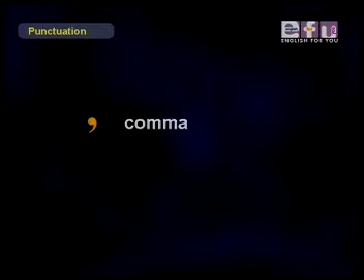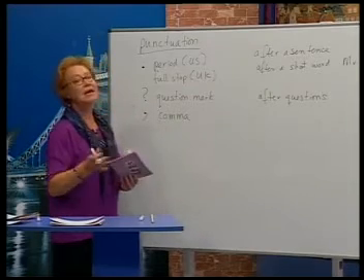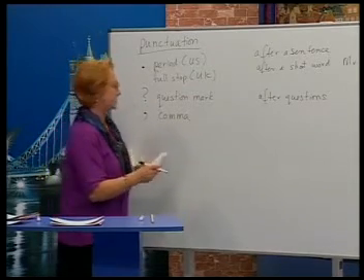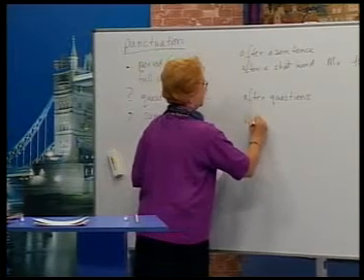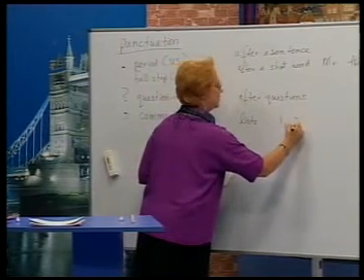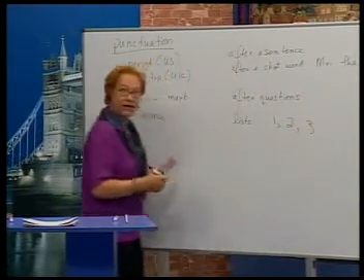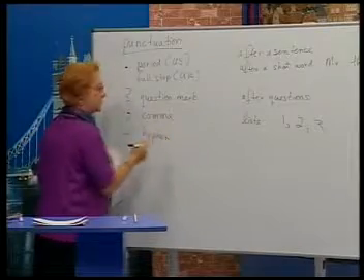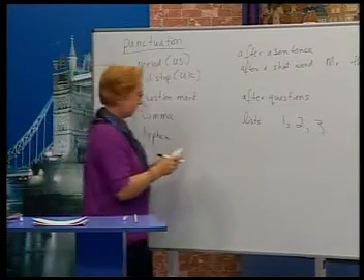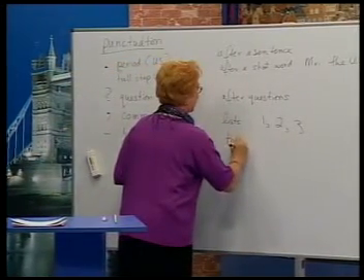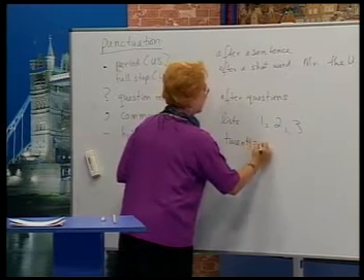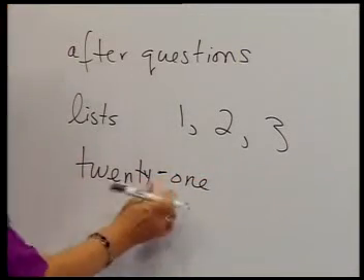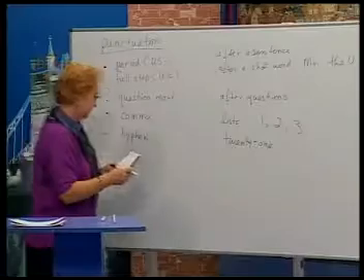Next, comma. Comma. This is used in many places, but especially lists. For example, 1, 2, 3. Okay? Next is the hyphen. We saw the hyphen. It's used inside a word. For example, 21. Okay? It's inside a word to join two words.